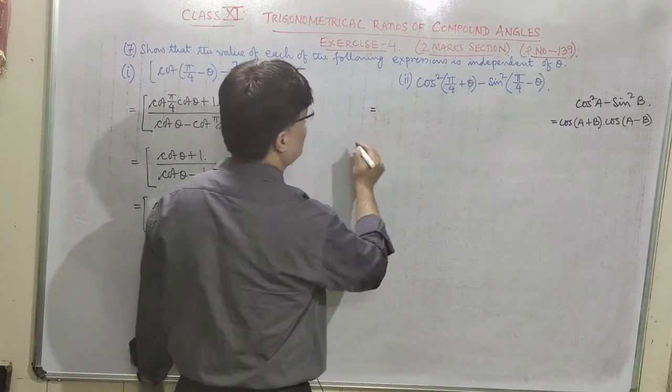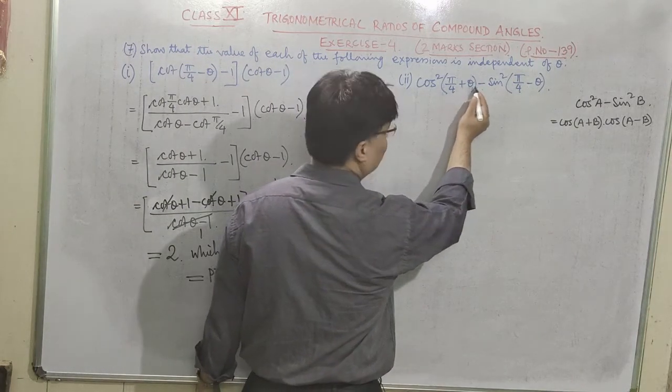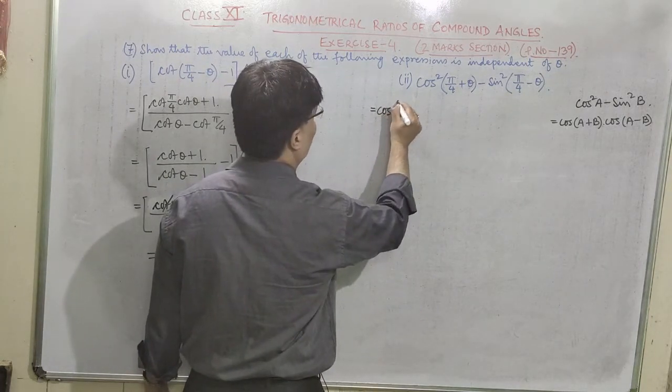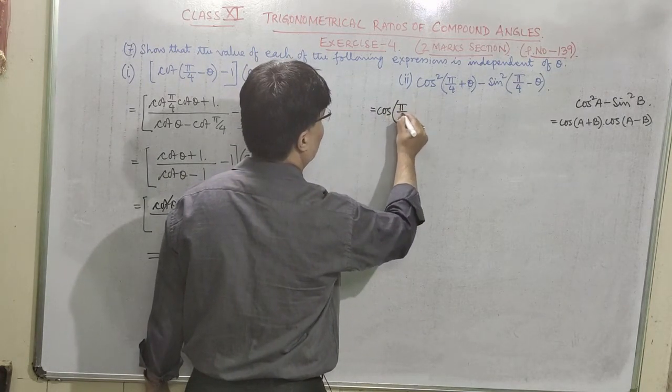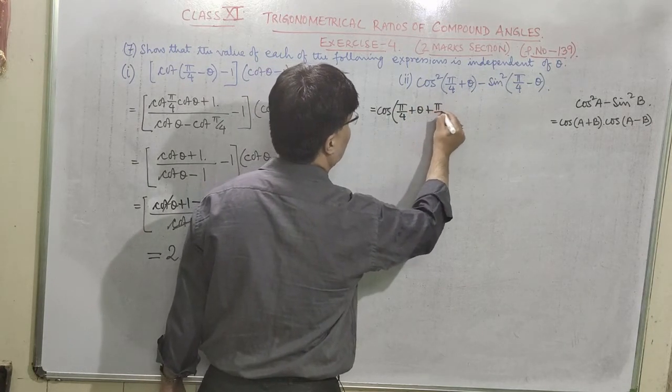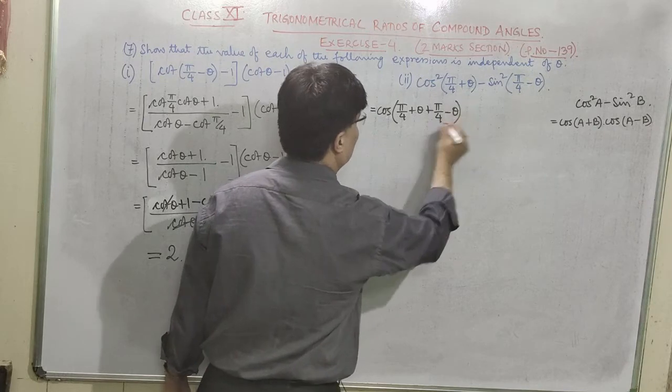So which is equal to, here A is pi by 4 plus theta, and what is B? Pi by 4 minus theta. So what is cos of, what is A? It is pi by 4 plus theta, plus what is B? It is pi by 4 minus theta.